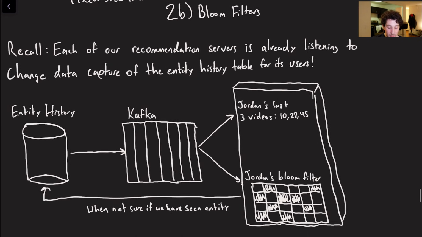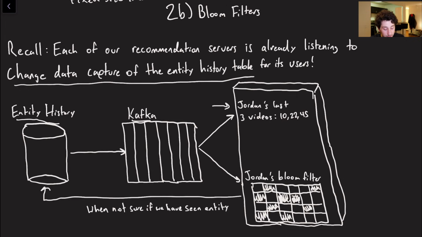Okay, so let's actually continue to talk about Bloom filters in terms of how we would create them. So keep in mind that all of our recommendation servers are already listening to the change data capture of our entity history table. The reason being that for every recommendation, the server has to know my entity history, right? It has to know the last 5 YouTube videos that I've watched. So anything that goes in this table already has to flow through Kafka and into the recommendation server so that we can cache it up here.